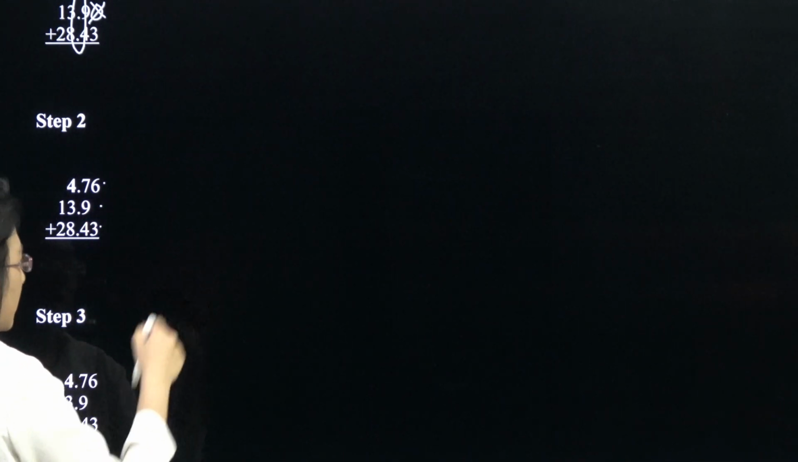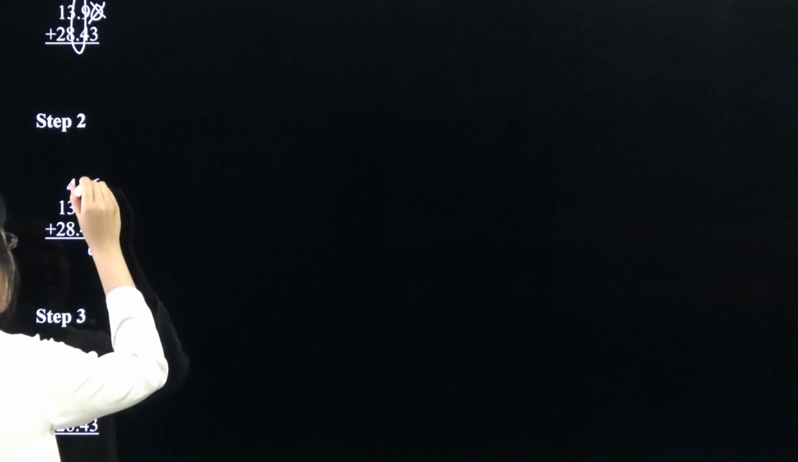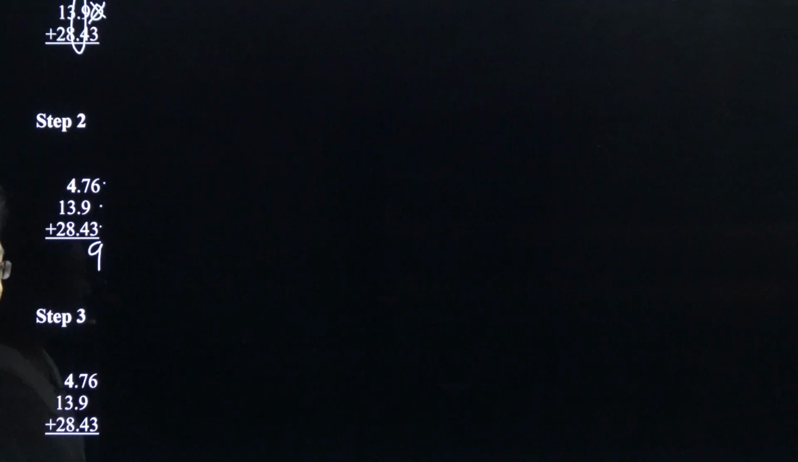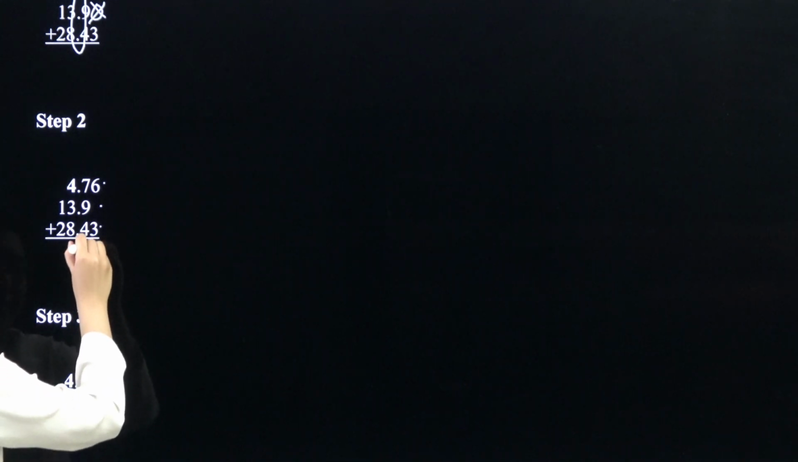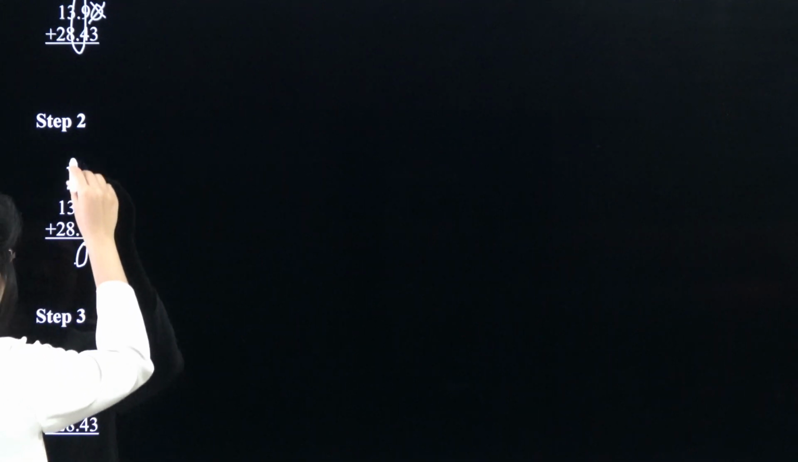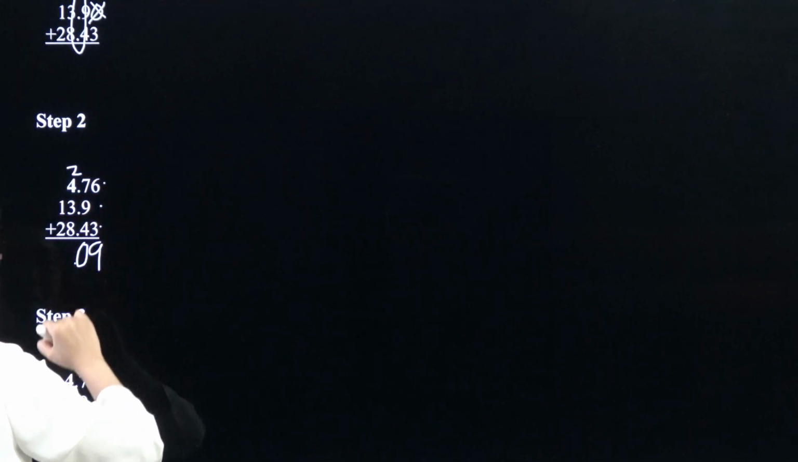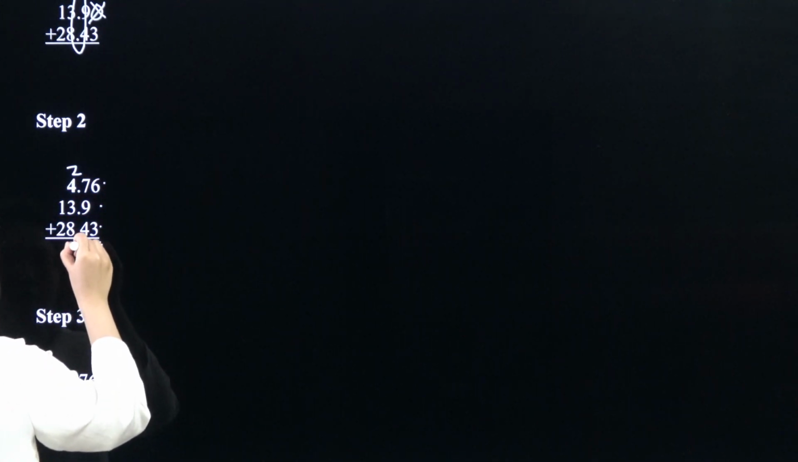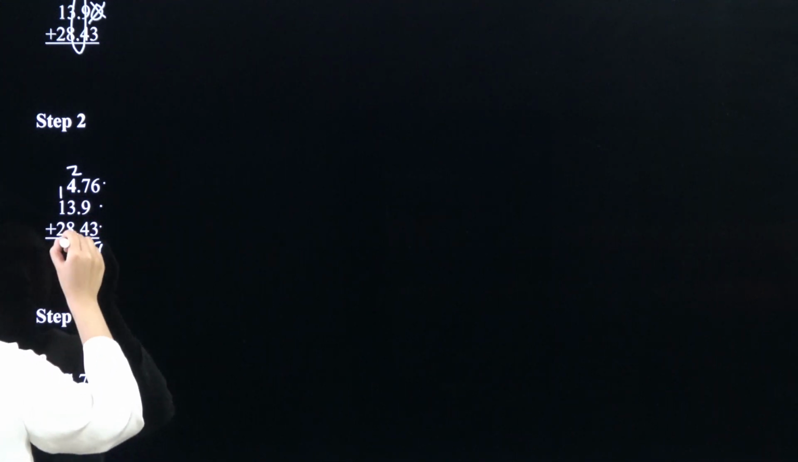So step 2, you just add, like normal addition. 6 plus 3 plus nothing, so it's just 6 plus 3, 9. 7 plus 9 plus 4 is equal to 20. And then you regroup. And then 2 plus 4 plus 3 plus 8 is equal to 17. You regroup again. And you get 47.09.